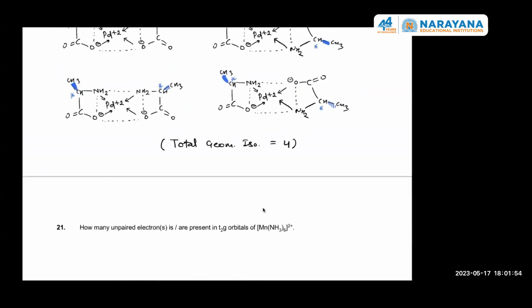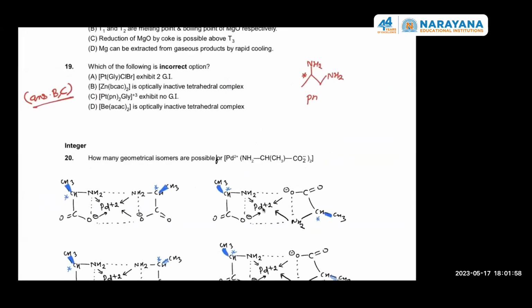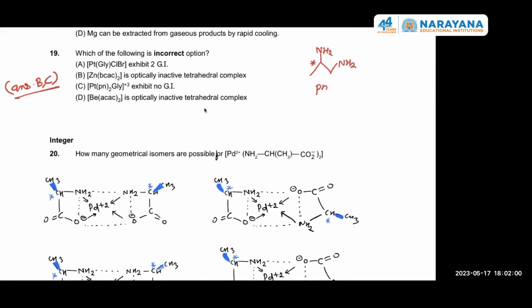Sir, can you explain the second option in the previous question? This B case, yes, sir. It is an optically inactive tetrahedral complex. See, BCAC is an unsymmetrical ligand. So A is a donor and B is also a donor. A complexing ligand having two different donors, we can say, is an unsymmetrical ligand. AB is treated as an unsymmetrical ligand.